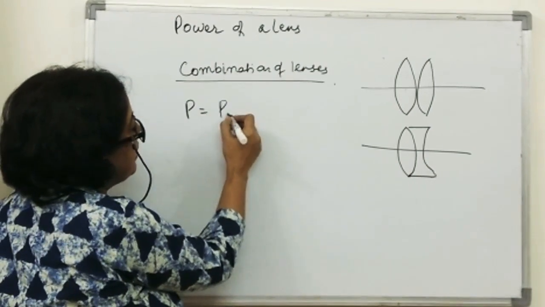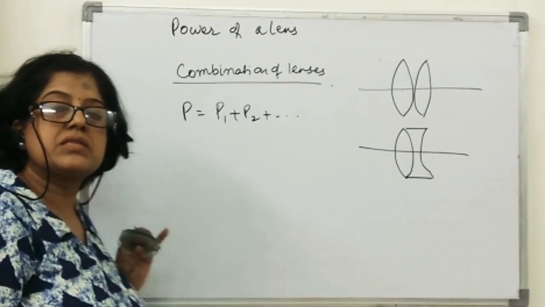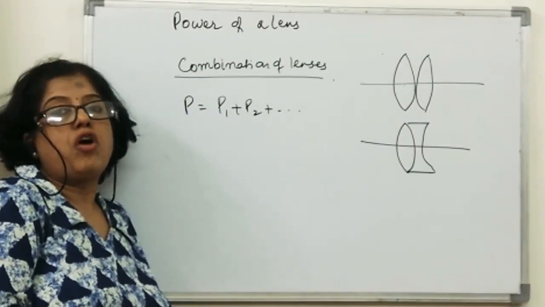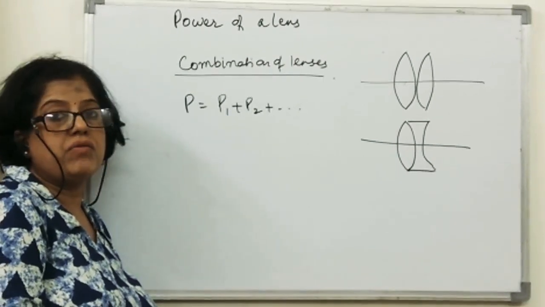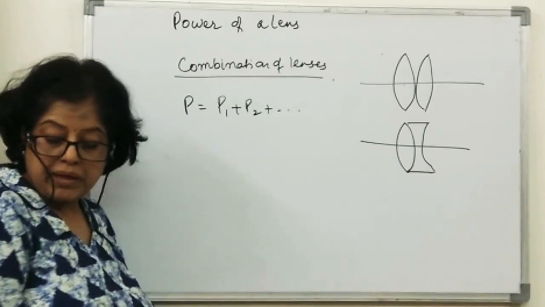Which is calculated by the formula P1 plus P2 plus so on, depending on the number of lenses combined. So the total power of combination of lenses is the algebraic sum of the individual powers of the lenses. Right? Now what do you mean by this?